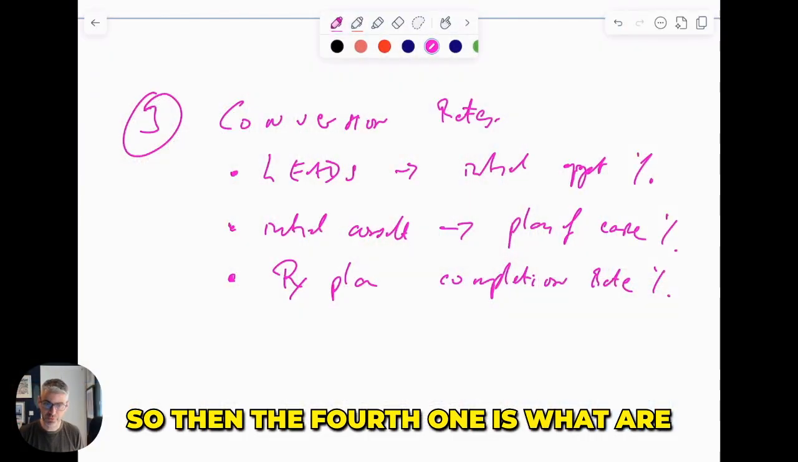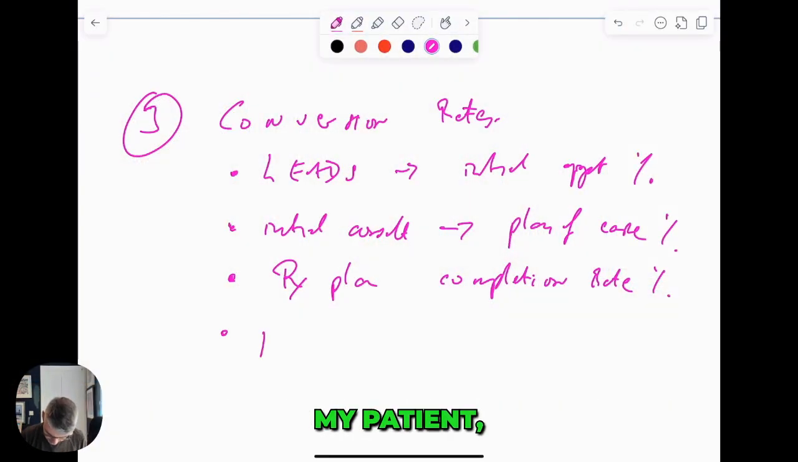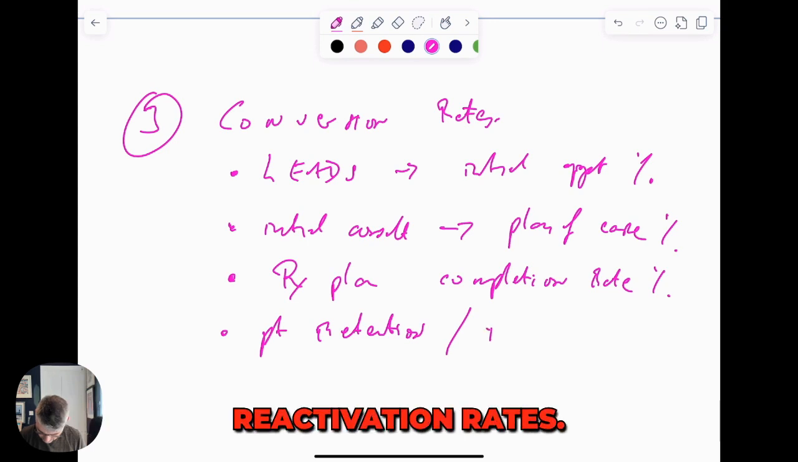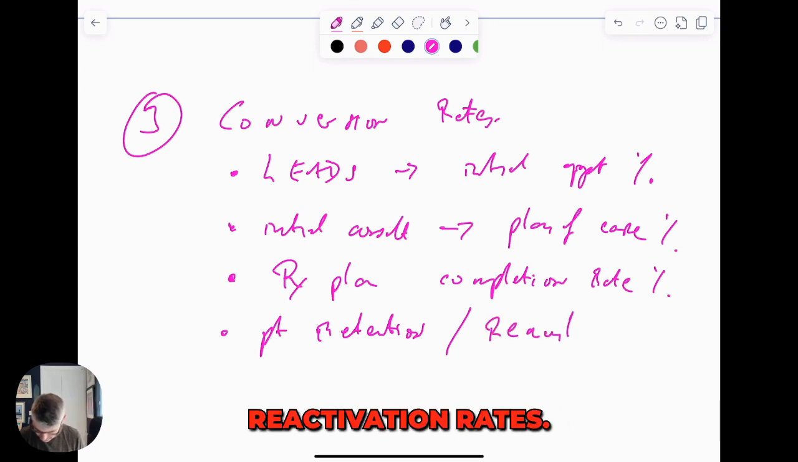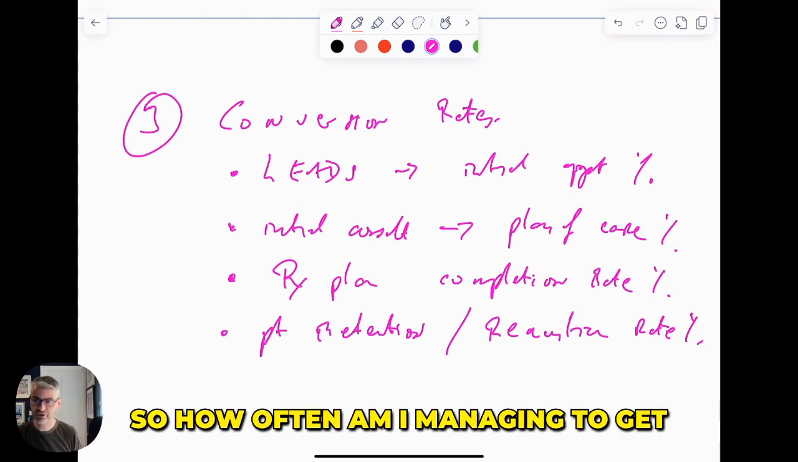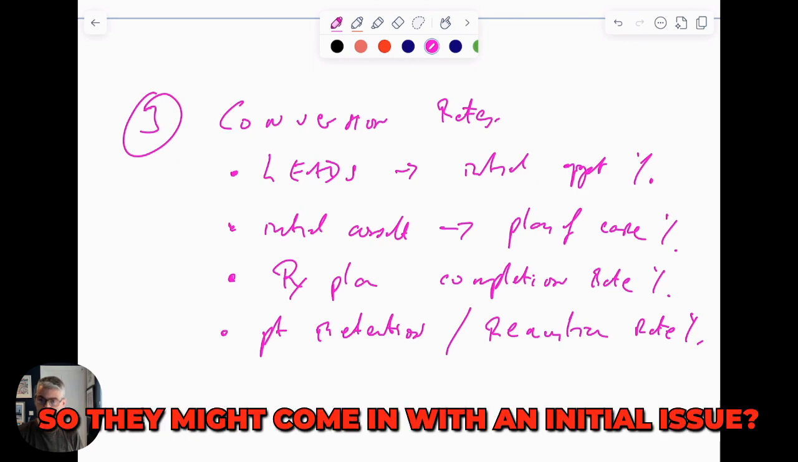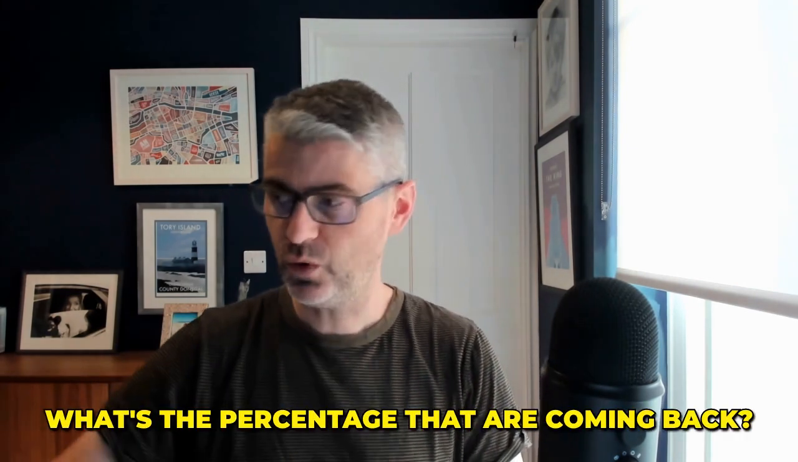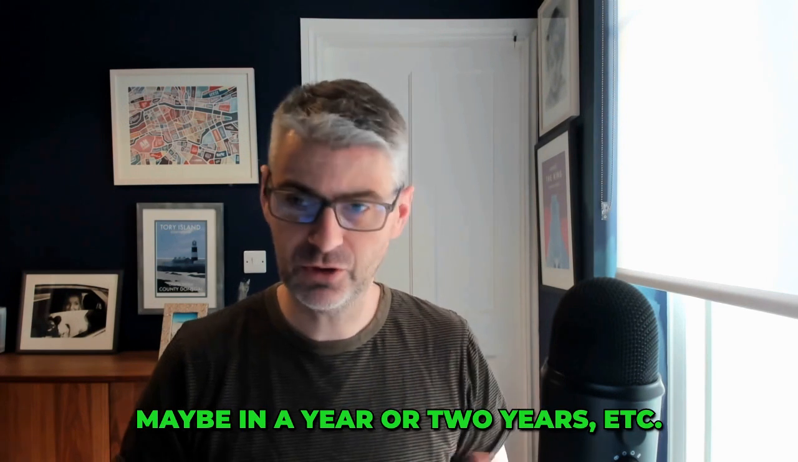So then the fourth one is, what is my patient retention, which kind of leads into the last one, reactivation rates. So how often am I managing to get a patient to come back who I've fixed? So they might come in with an initial issue. I've solved that. How can I get them through? How can I reactivate that patient? What's the percentage that are coming back maybe in a year, 2 years, etc. from that?